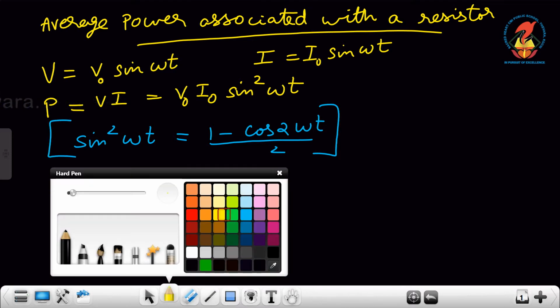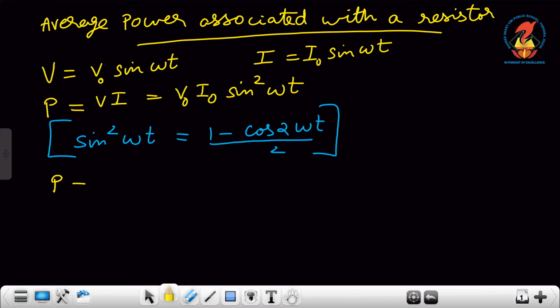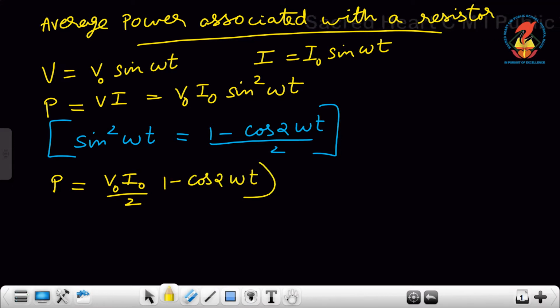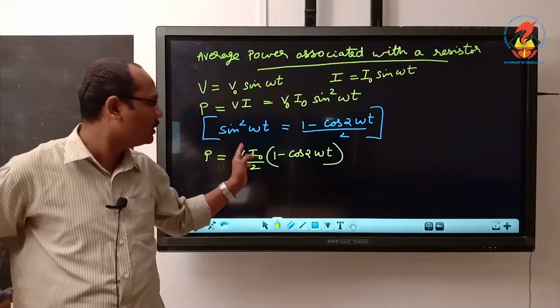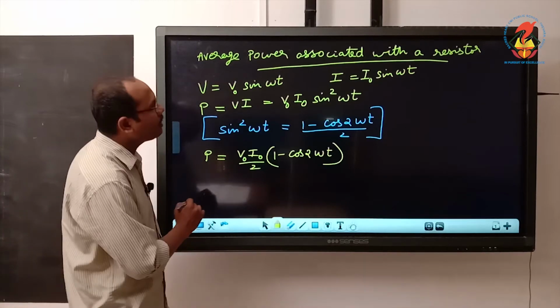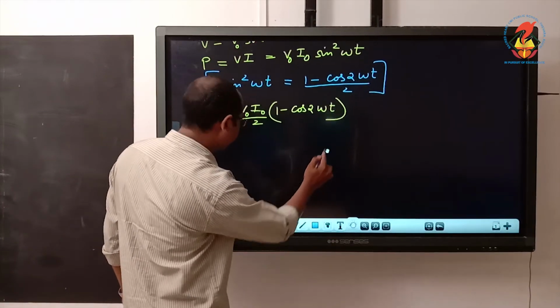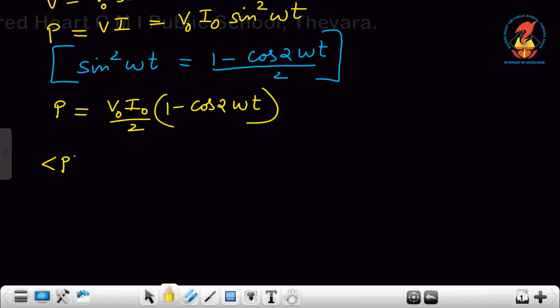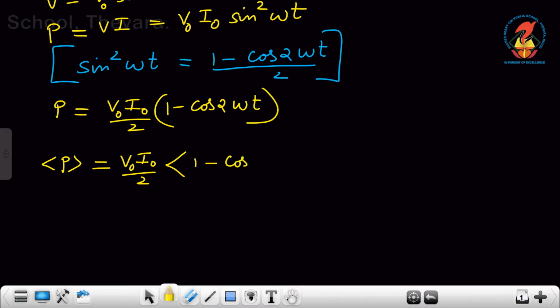So I am going to substitute that here. The equation becomes P is equal to V0 I0 by 2 into 1 minus cos 2 omega t. This is the equation for the instantaneous power. Now we are going to find the average power. So average power P is equal to V0 I0 by 2 into 1 minus cos 2 omega t.